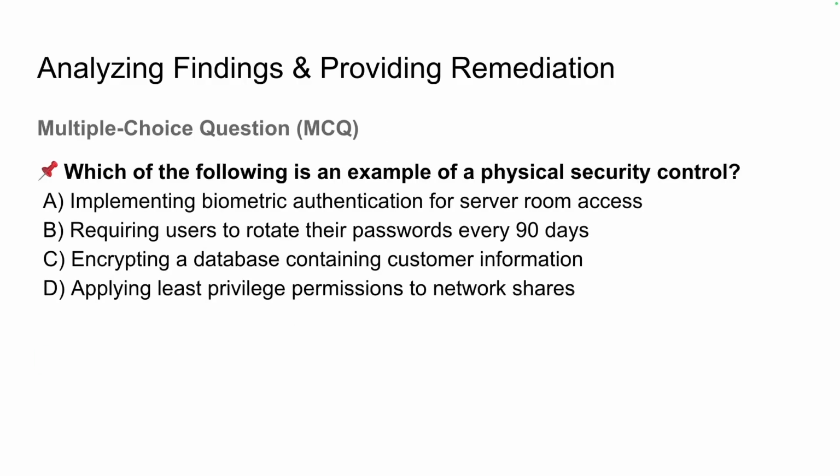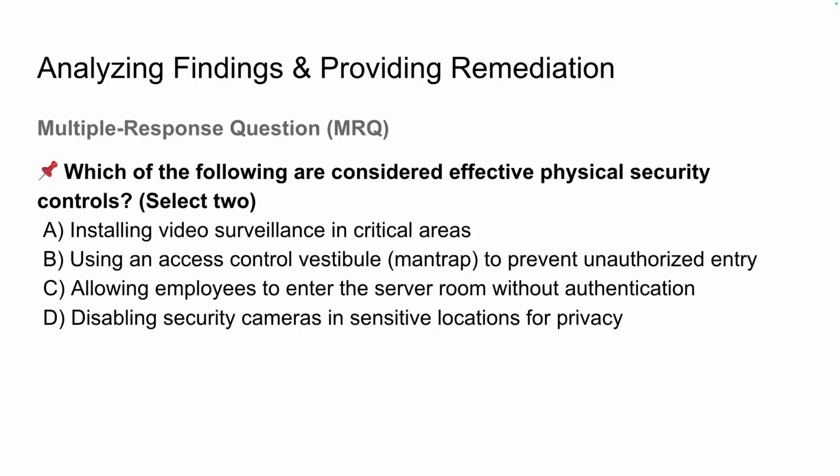Multiple choice, which of the following is an example of a physical security control? Implementing biometric authentication for server room access, so physical security. Implementing biometric, yes. Requiring users to rotate their passwords every 90 days, it's not a physical security thing. Encrypting a database containing customer information, not a physical security thing. Applying least privilege permissions to network shares, not physical security. So all of these things are good practices. They just don't fall under physical security. Only the first one falls under physical security.